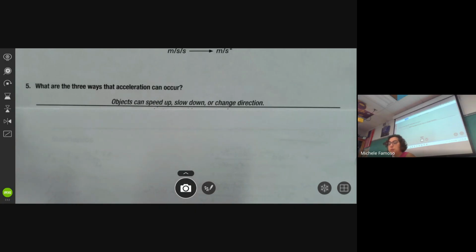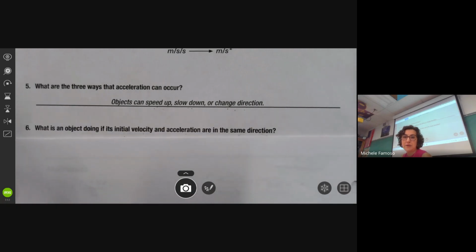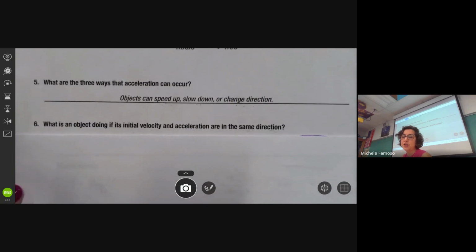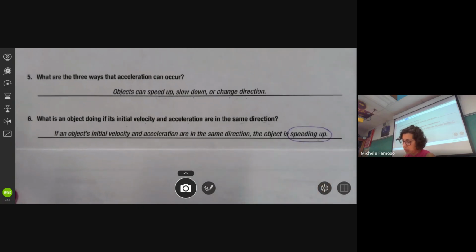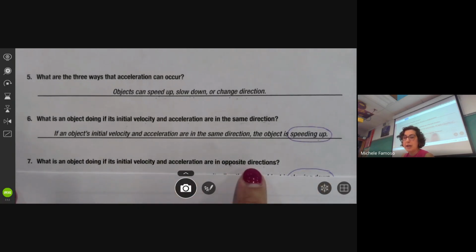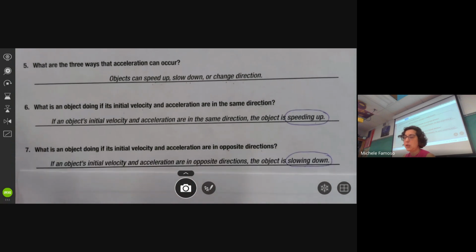What are 3 ways acceleration can occur? By either speeding up, slowing down, or changing direction. What is an object doing if the initial velocity and acceleration are in the same direction? It's speeding up. What is it doing if they are in opposite directions? It's slowing down.